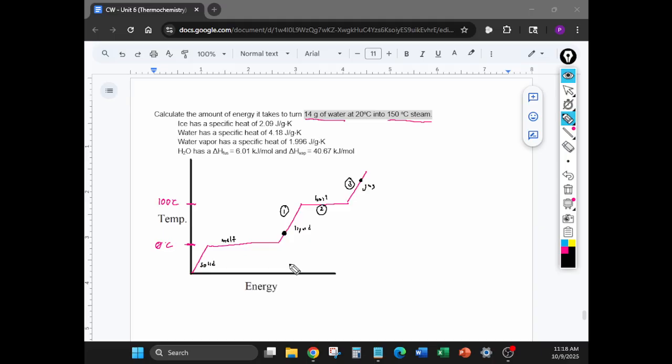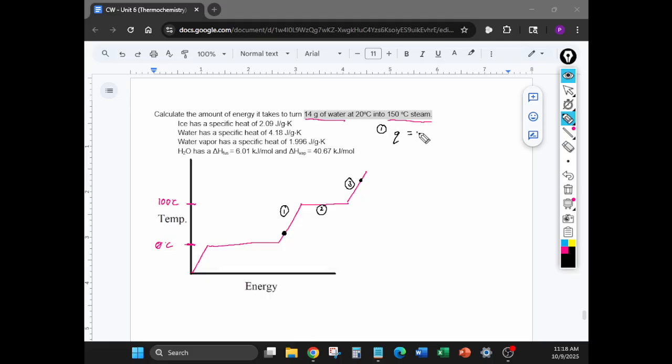So to solve this problem, we're going to have to do 3 separate calculations, and we just add it up at the very end. Okay? Everybody good? Okay. So let's do our first calculation. Now, the first calculation is actually pretty easy. It's what we already did. We're just going to use the specific heat formula.